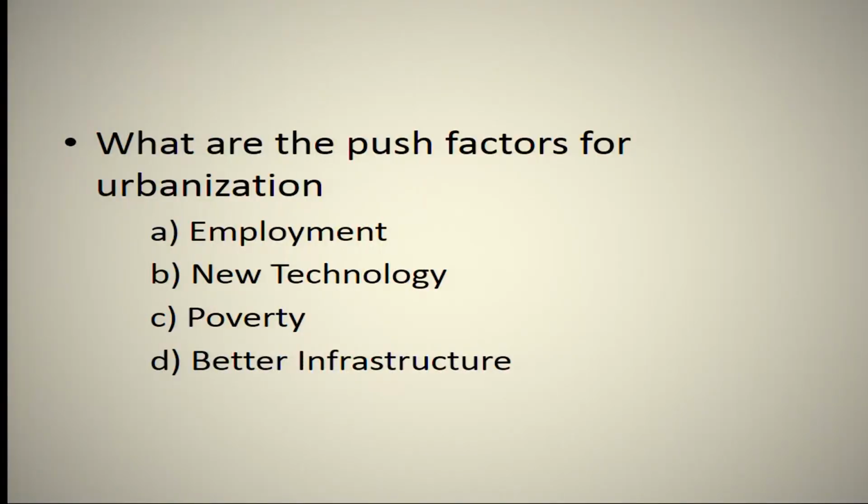I would like to ask you a question. What are the push factors for urbanization? The four options are employment, new technology, poverty and better infrastructure. I hope you will recognize the right answer as poverty. Because of poverty only, they are pushed towards the urban areas. People migrate from the rural parts of the country to the urban areas. They sometimes even sell their lands, their plots or houses, and with that money they migrate to the urban cities.